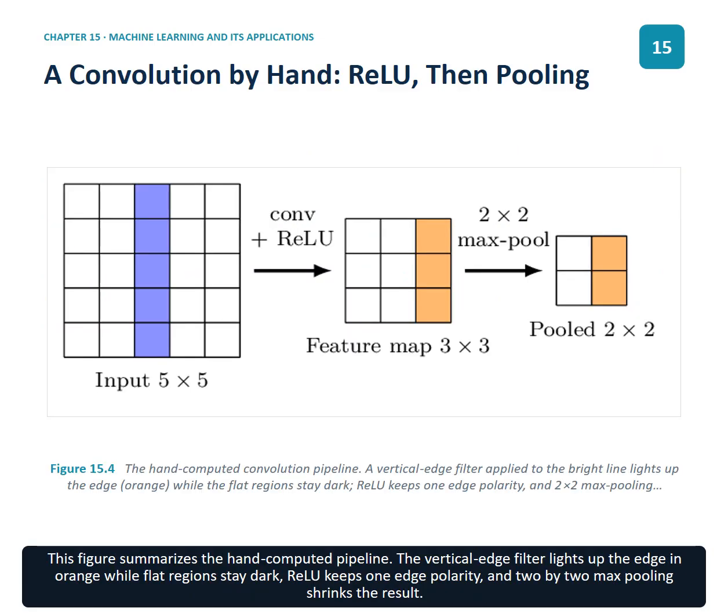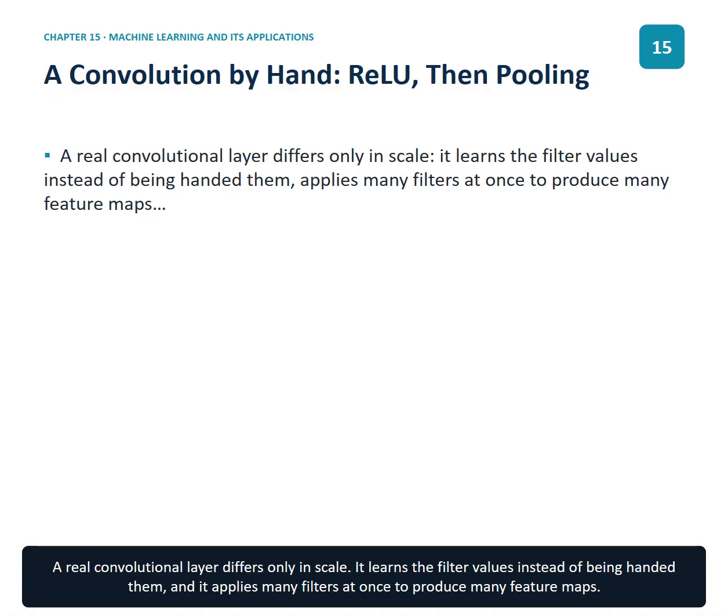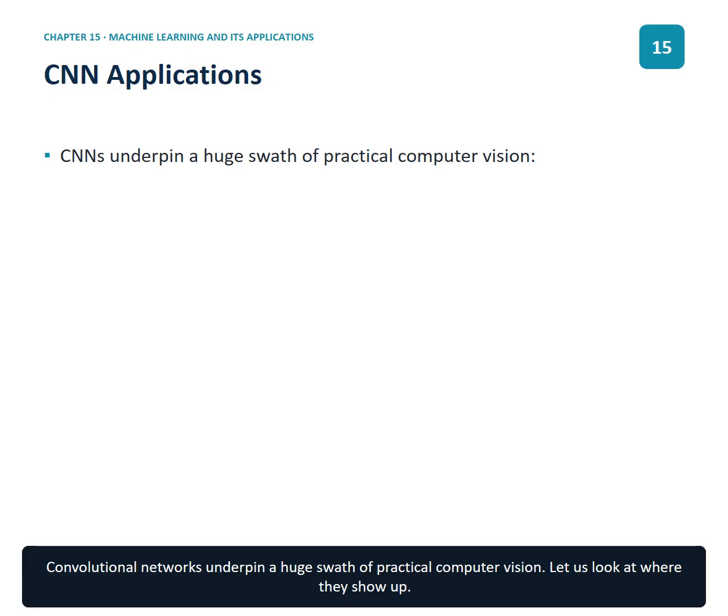This figure summarizes the hand-computed pipeline. The vertical edge filter lights up the edge in orange while flat regions stay dark. ReLU keeps one edge polarity, and 2x2 max pooling shrinks the result. A real convolutional layer differs only in scale. It learns the filter values instead of being handed them, and it applies many filters at once to produce many feature maps. Convolutional networks underpin a huge swath of practical computer vision.